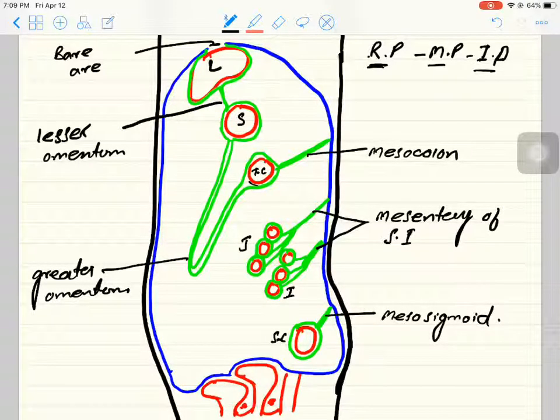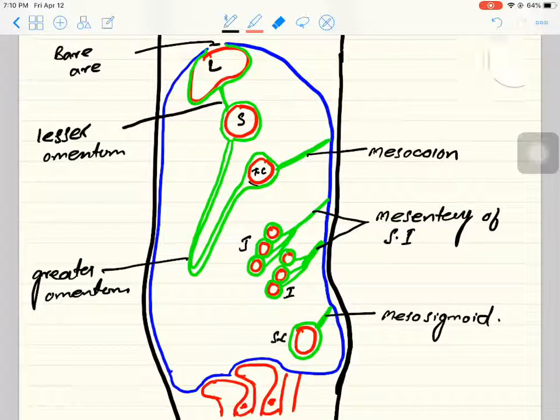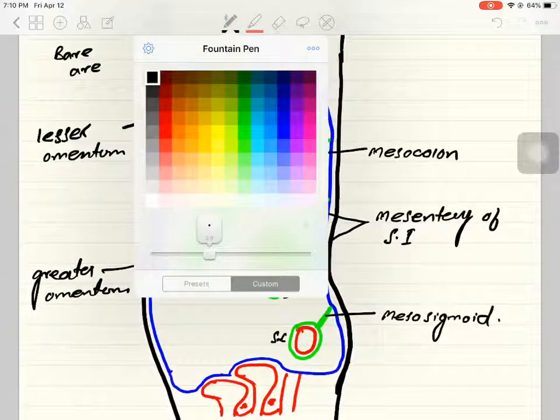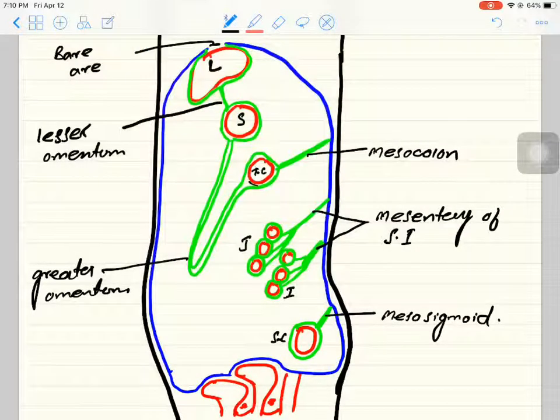Among the retroperitoneal organs, we have the kidney, the pancreas, and the spleen. Also the uterus, and especially the first part of the duodenum is also a retroperitoneal organ. We will not go through all the names. After this we will go into further detail.